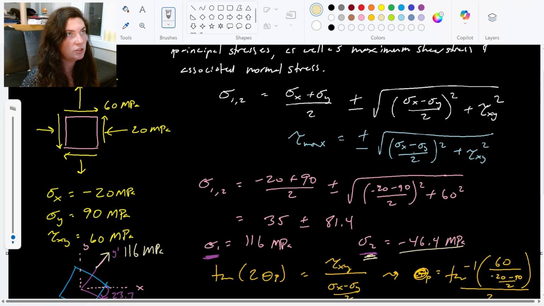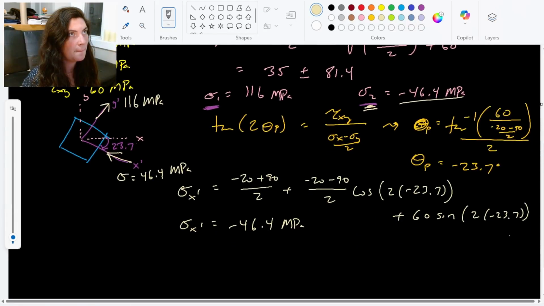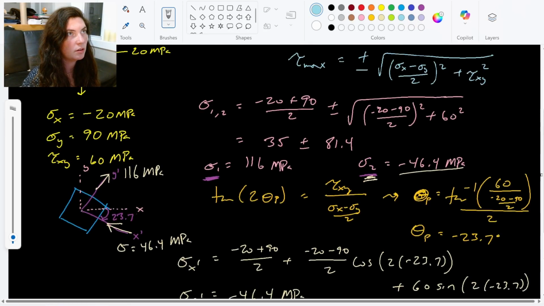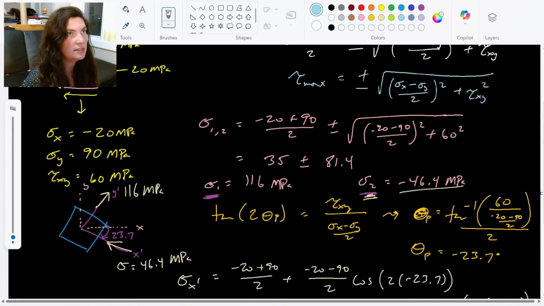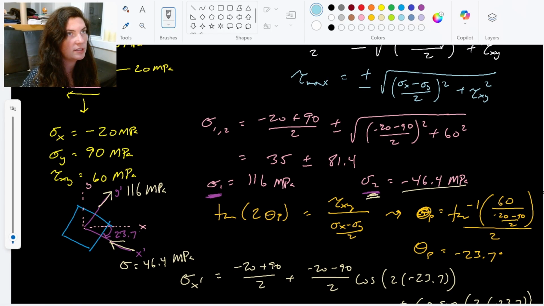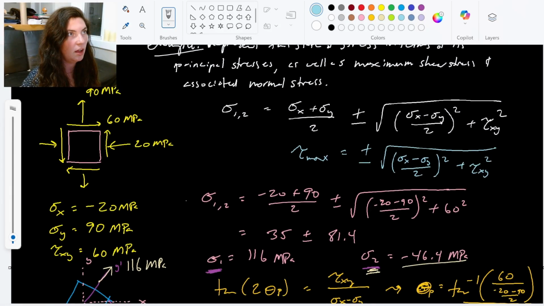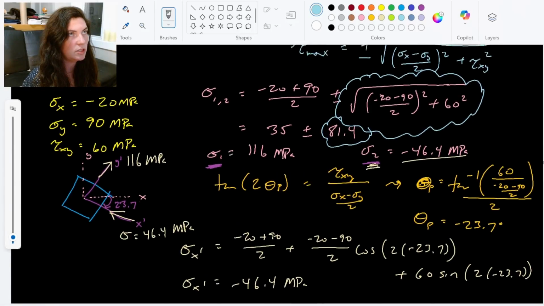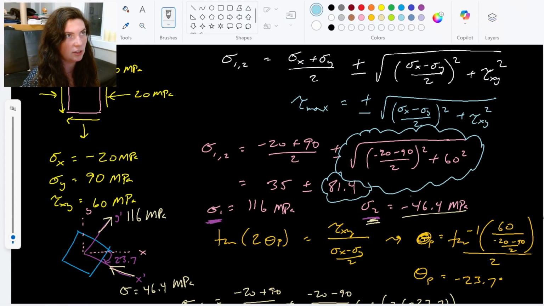And then we can go through the same process of plugging things in for our shear stress. So for our shear stress, what do we have? Tmax is just the second half of our principal stress equation, right? It's just this half of the principal stress equation. So we actually already have this number. We already calculated it. We don't need to plug everything in again because it's sitting right here. Our max shear stress is 81.4 megapascals.